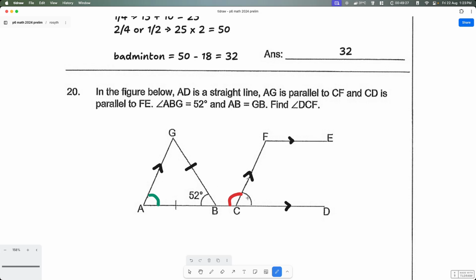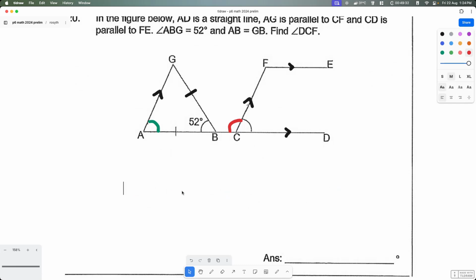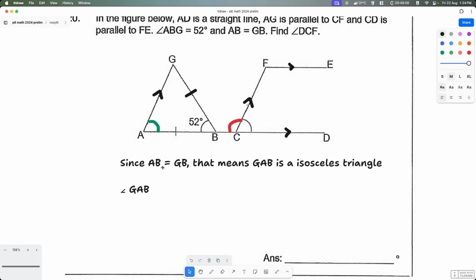So find DCF, and this is a straight line. Let's get GAB, so angle GAB. But first we can also say, since AB is equal to GB, that means GB is an isosceles triangle. So GB is equal to 180 minus 52, and then we divide by 2.